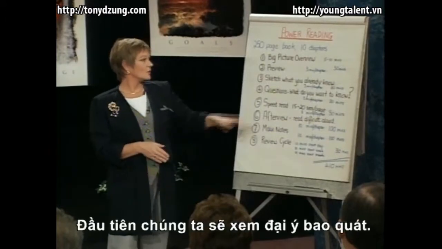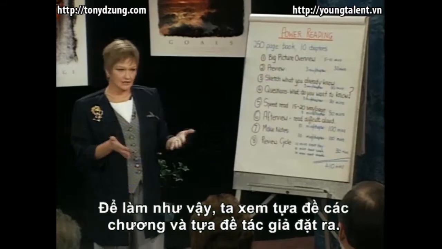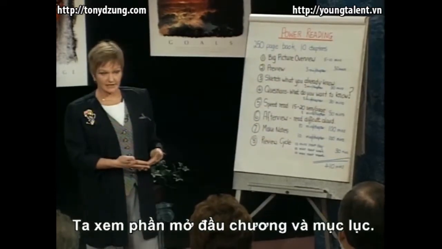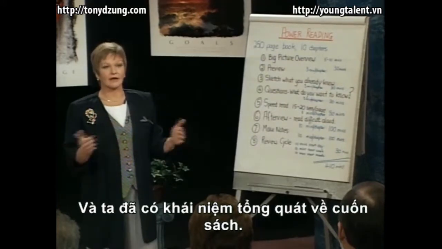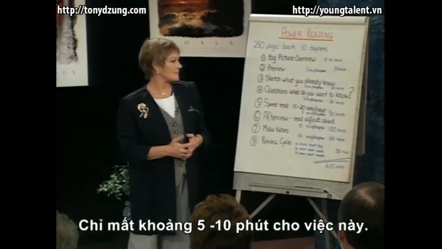At this stage of learning, we first of all get a big picture overview. To do that, we look at the title and the author, we look at the chapter heads, we look at the index, so that we've got a general idea of what the whole book is about. We spend about 5 or 10 minutes just doing that.